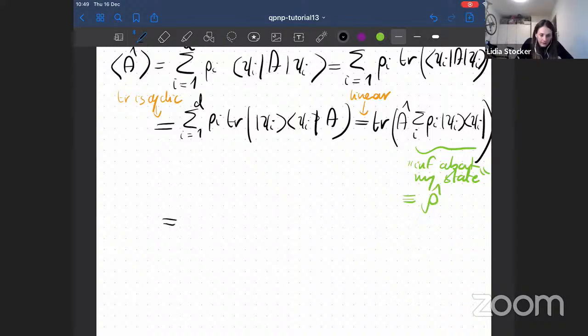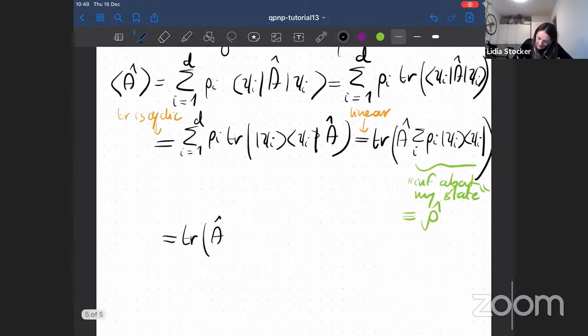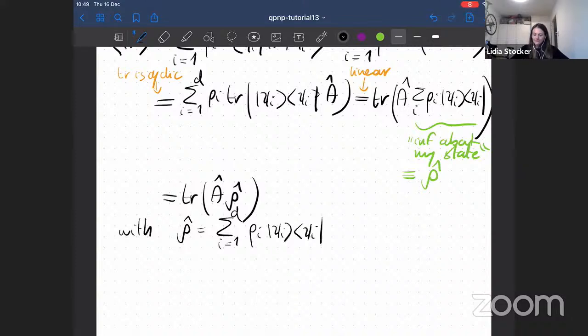So this gives me the trace of the operator A, if I put here A rho. And this is with rho equal to the sum over some states, each of them has a probability to occur, and like this. This is the density operator, the definition.